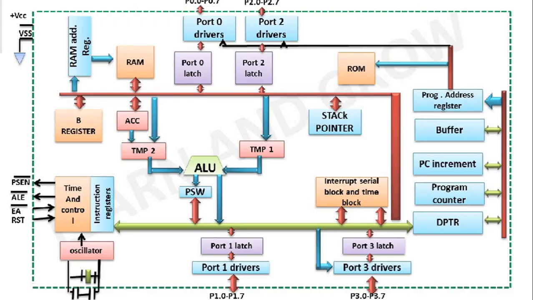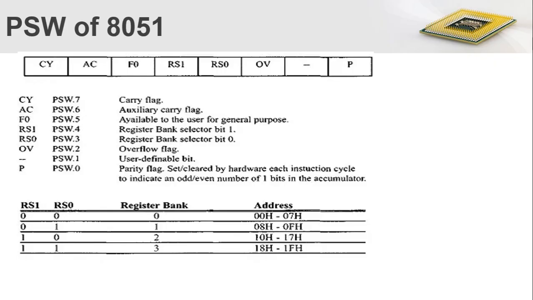Next is the internal architecture, the detailed architecture of our 8051. Here we have the ALU, right? Associated with this processing unit, we have various registers, like the accumulator register and some other temporary registers, and associated with this we have the processor status word. The processor status word indicates the status of our processor. So PSW is an 8-bit information, and each bit indicates various status information.